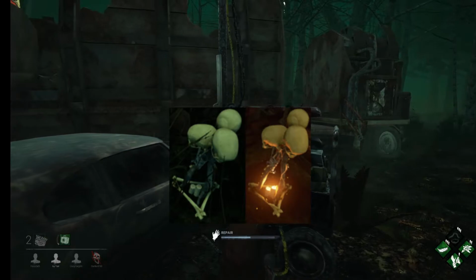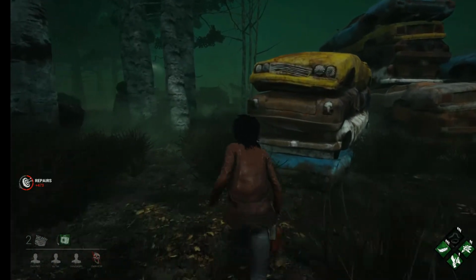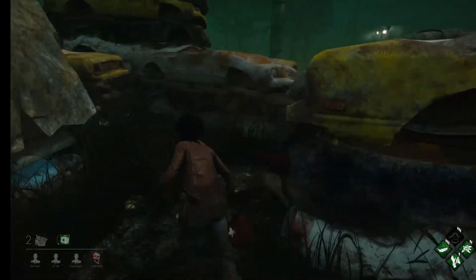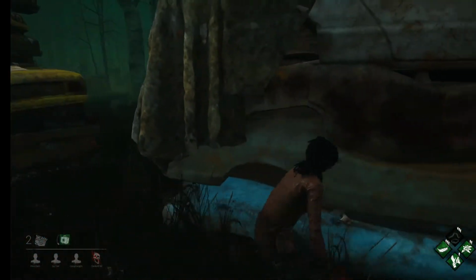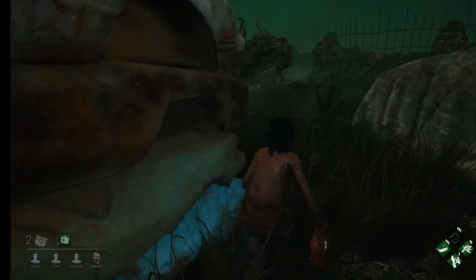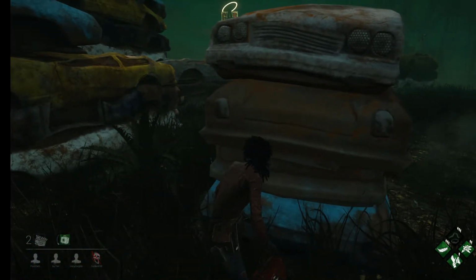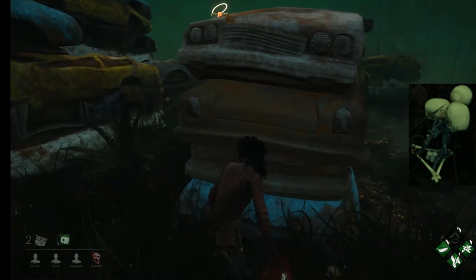Totems. Totems are randomly generated and placed like everything else. There are a total of 5 totems in each trial somewhere on the trial grounds. These come in 2 forms: dull totems, which look like this, and hex totems, which look like this.